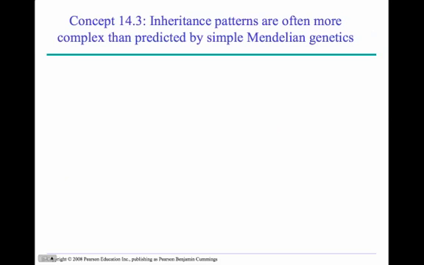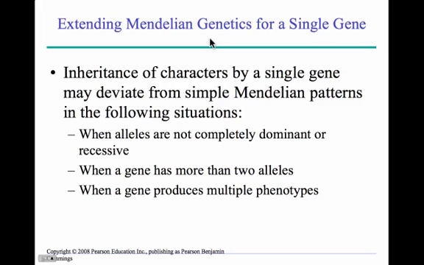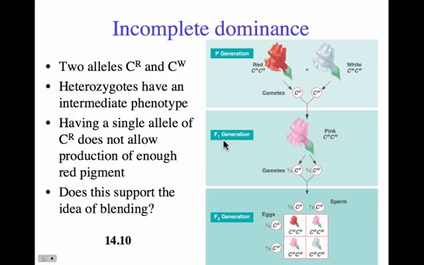The third concept is that everything's not quite so simple. So we have to consider examples where the inheritance patterns at first view don't appear to be predicted by simple Mendelian genetics. And we're going to look at three ways to extend Mendelian genetics when just considering a single gene. And the first of these is when alleles are not completely dominant or recessive, and that's the phenomenon called incomplete dominance.